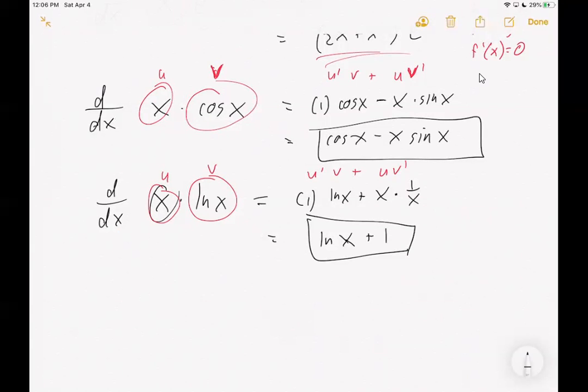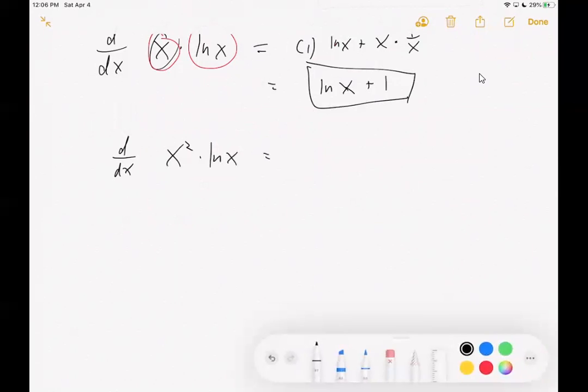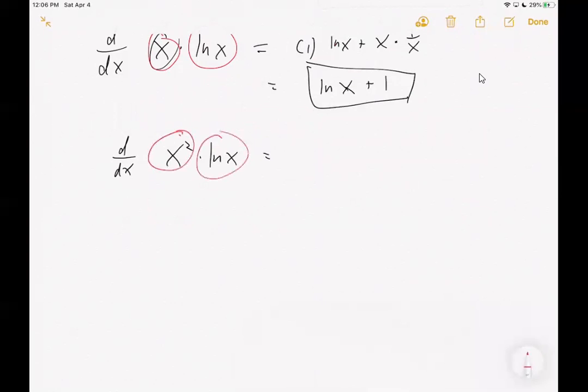Let's do one more. As you get faster, you don't need to write out the template every time. So let's write the derivative with respect to x of x squared times ln of x. It'll be similar to the last one. But just to show what you're doing, I highly recommend circle the factors. All right, U, V. This time I'm not going to write the template. Go ahead and see if you can finish it.